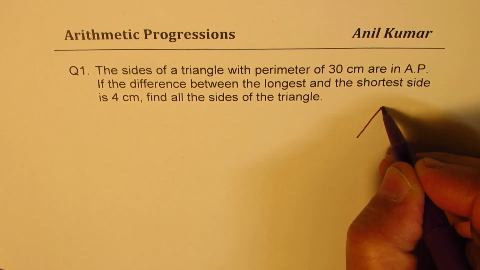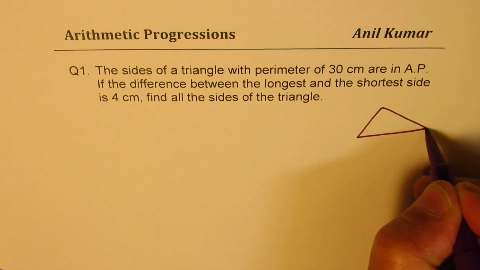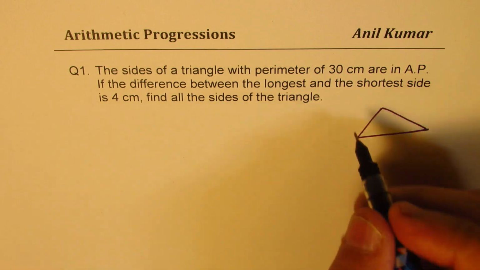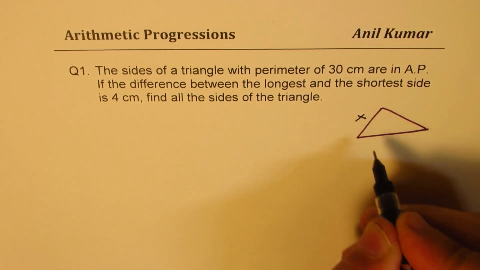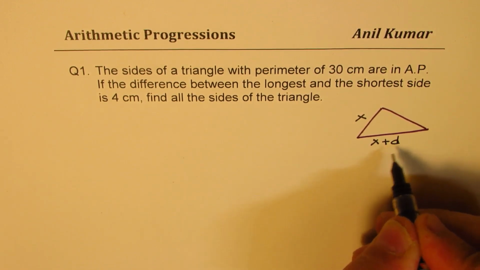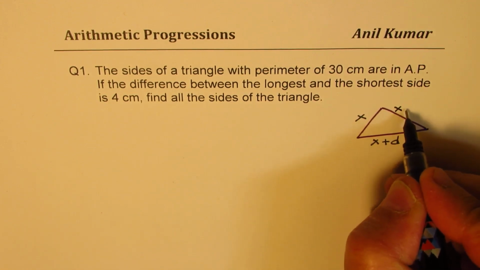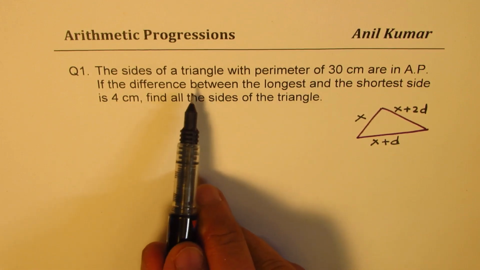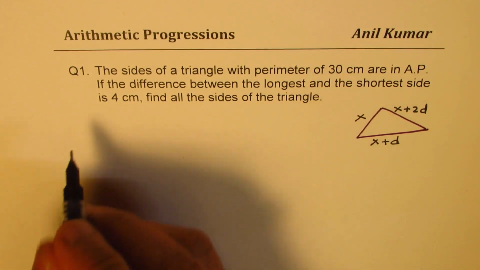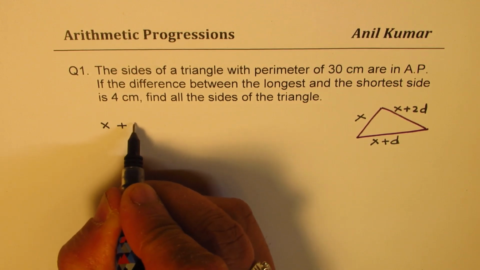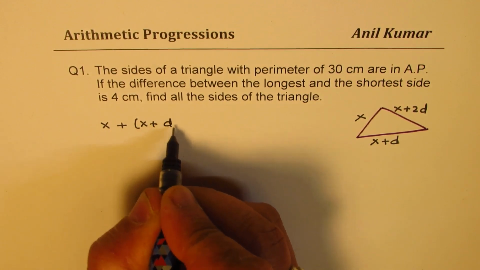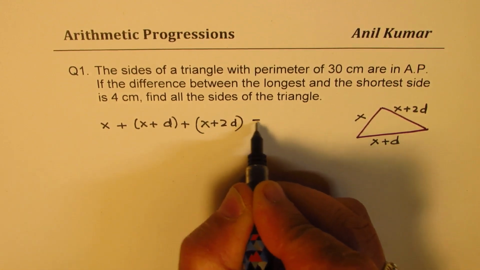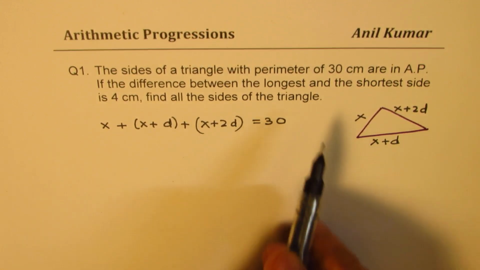So let's take a triangle here. Let's say this is the triangle whose sides are in arithmetic progression. That is to say, if one side is x, the other one will be x plus d, the common difference, and third will be x plus 2d, right? What we are given here is that the perimeter is 30 centimeter. That is to say, x plus x plus d plus x plus 2d is equal to 30 centimeter.